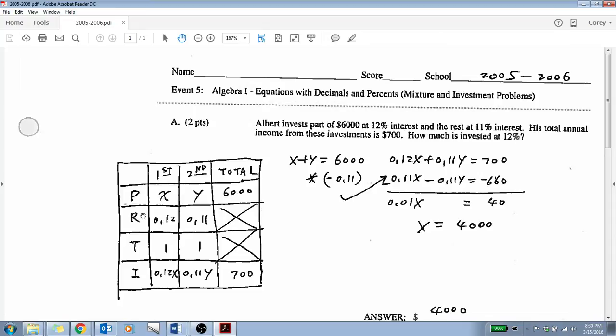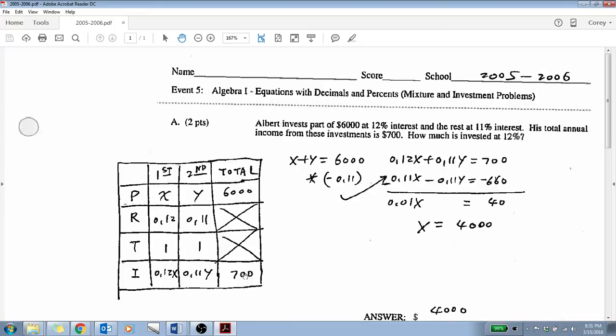Now remember we said I equals P times R times T. Interest equals principal times rate times time. So I take X times 0.12 times 1. I'm left with the interest, which is 0.12x. Same thing for the second investment. Y times 0.11 times 1 gives me 0.11y. And we know the total interest is $700.